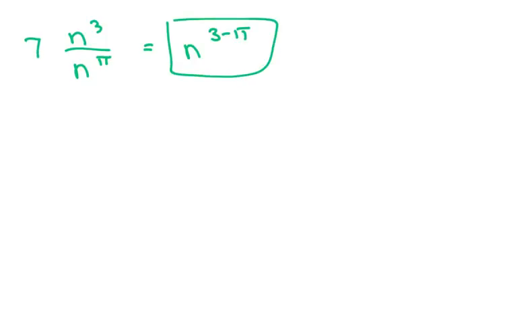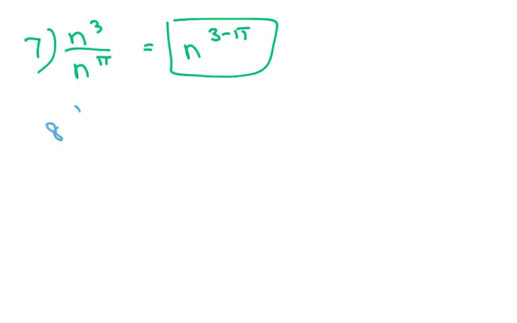And I have 2 more. And this one's going to be n cubed over n to the pi. So that's just going to be n to the 3 minus pi. Not much you can do with that.